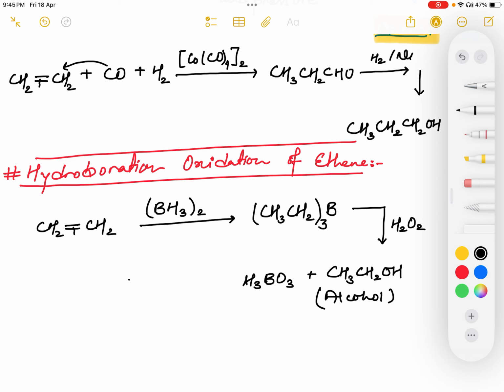So let me just give you a technique. In hydroboration, first you need to treat it with (BH3) whole 2 and then with hydrogen peroxide in order to get alcohol. So these are basically the techniques for the preparation of alcohol.